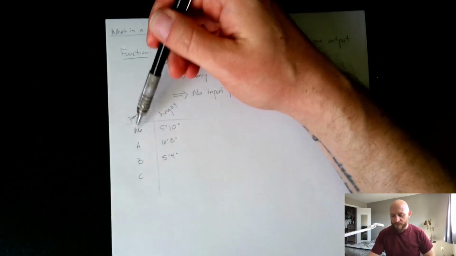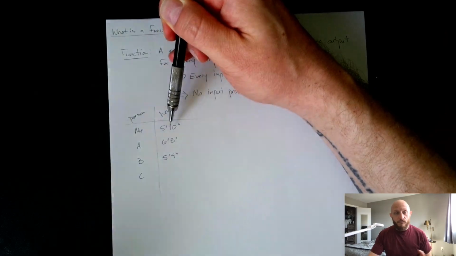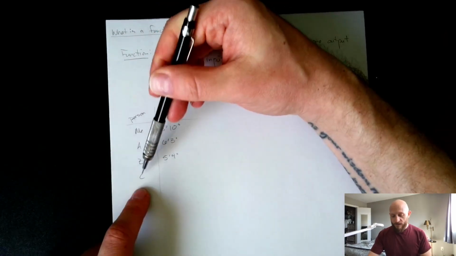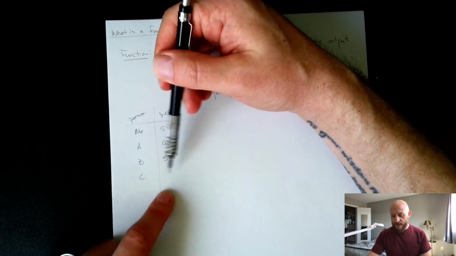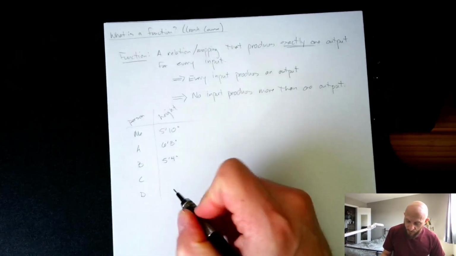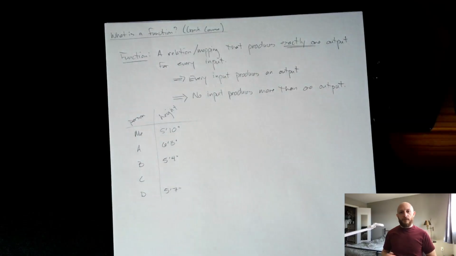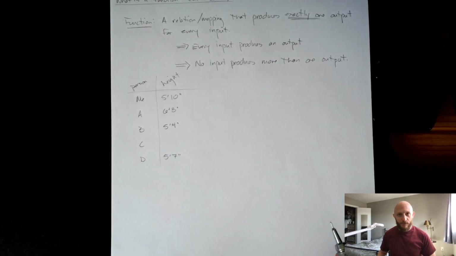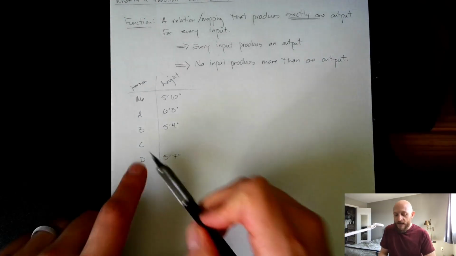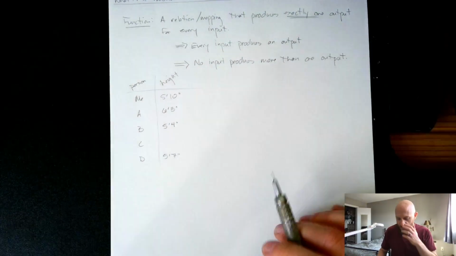But notice, every single person that I put over here is assigned a height. What if I said, all right, well, there's person C, and they don't actually have a height, so we'll just forget about them, and we'll move on to person D, and they're 5'7"? You'd be like, what on earth do you mean person C doesn't have a height? It doesn't even make sense. So that would be really strange.